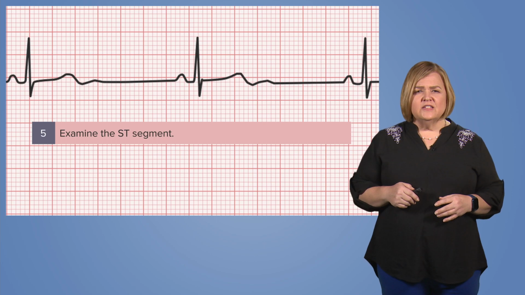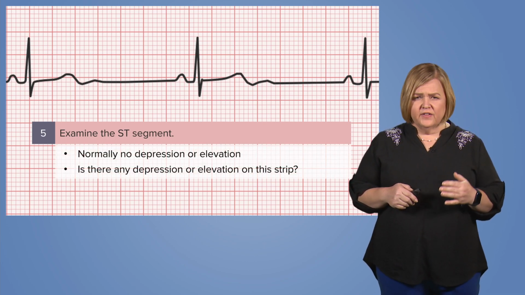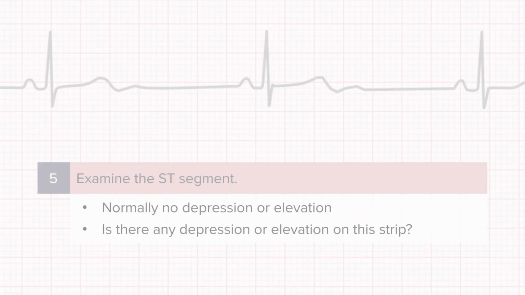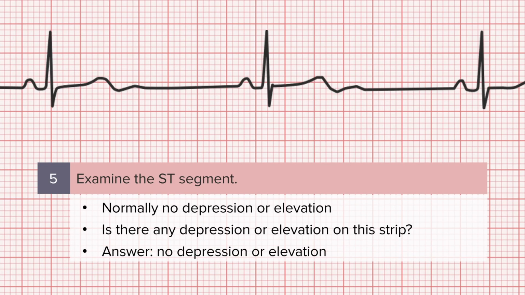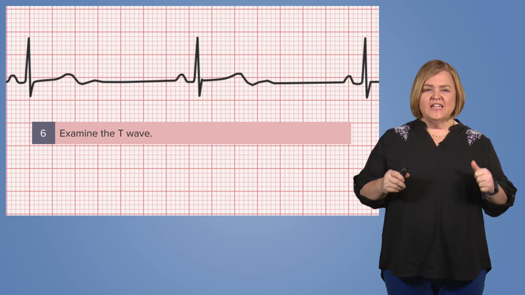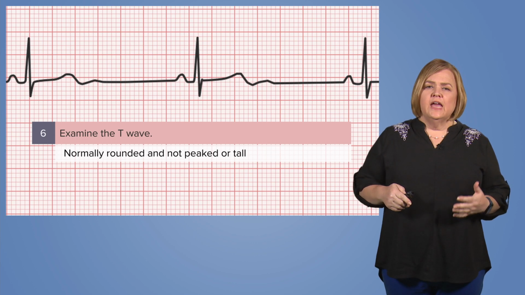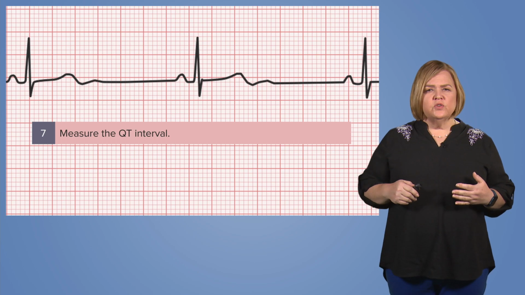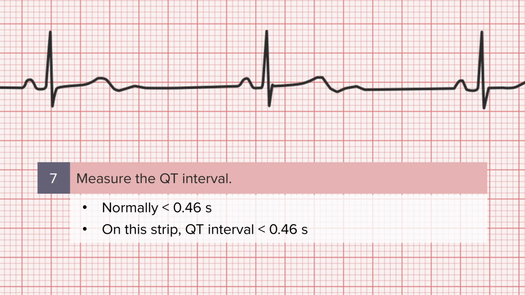Step 5, examine the ST segment. Make sure there is no depression or elevation. Is there any depression or elevation on this strip? Now compare your answer to the one that we display. Now let's do step 6. Take a look at the T wave. In order for them to be normal, you want them rounded and not peaked or tall. Number 7, measure the QT interval. Now we want it to be less than 0.46 in women, less than 0.45 in men.